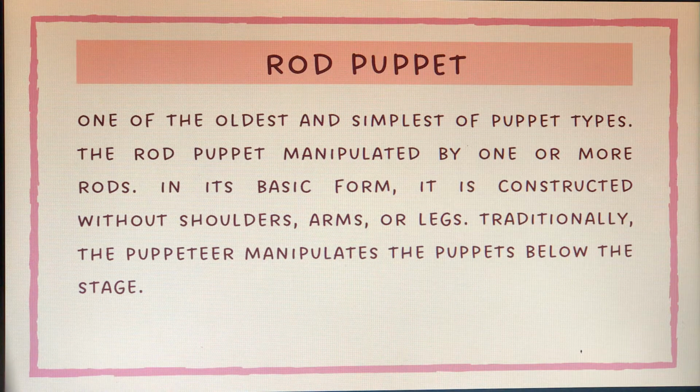Rod puppet is one of the oldest and simplest puppet types. The rod puppet is manipulated by one or more rods. In its basic form, it is constructed without shoulders, arms, or legs. Traditionally, the puppeteer manipulates the puppets from below the stage. So, rod puppets, from the word itself, rod, means that it is manipulated by the use of sticks. So here is an example of a rod puppet.